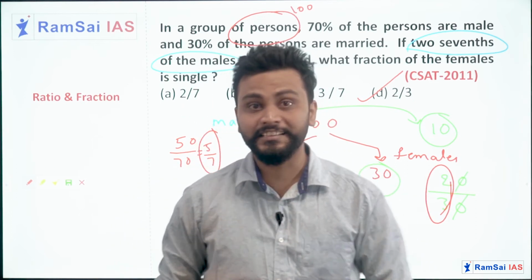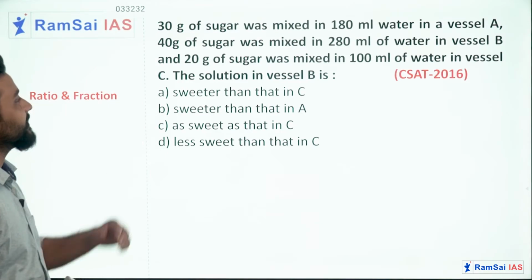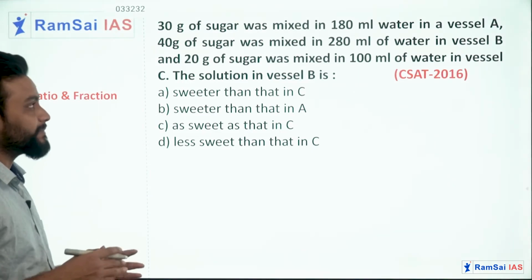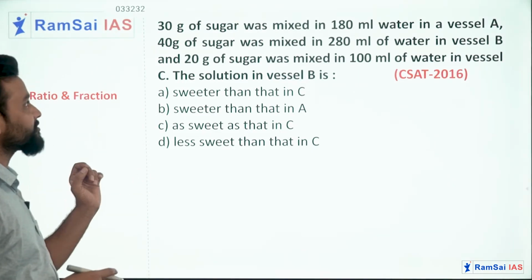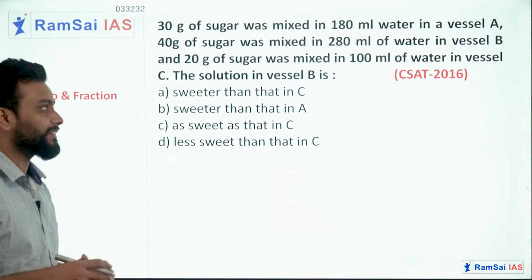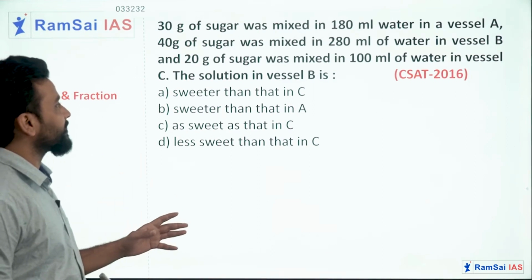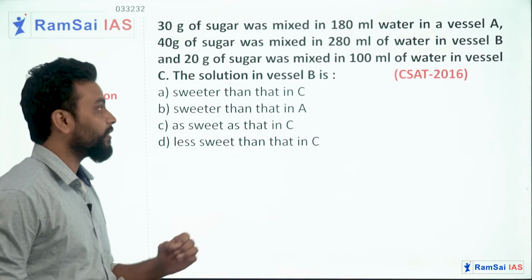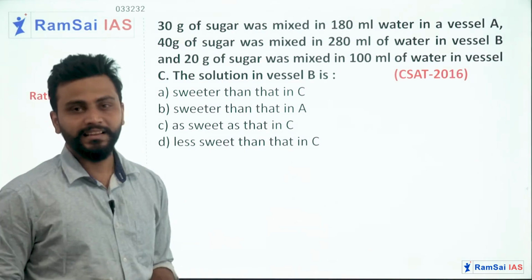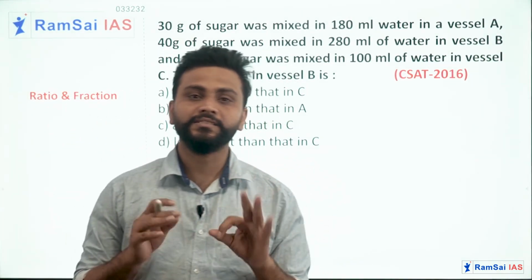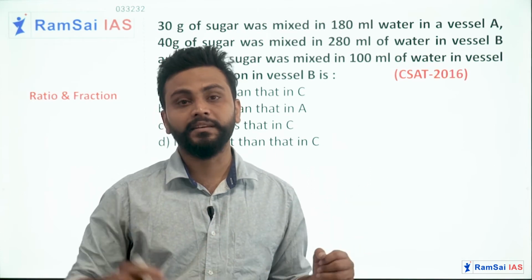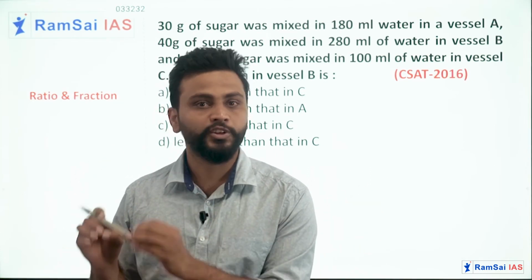So the next question in this video. 30 grams of sugar was mixed with 180 ml water in vessel A, 40 grams of sugar was mixed with 280 ml of water in vessel B, and 20 grams of sugar was mixed with 100 ml of water in vessel C. Guys, here we have 3 vessels in total, with different quantities of water, and we are mixing different quantities of sugar.